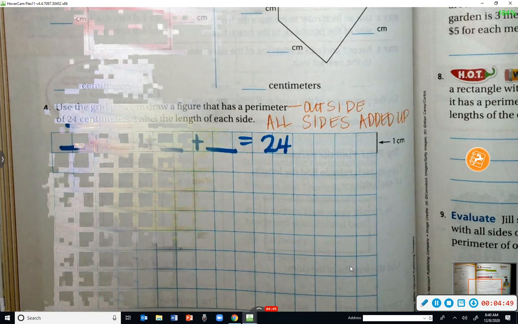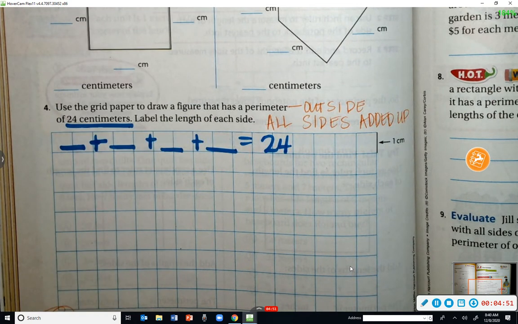What number do we want to start off with? It's got to be somewhat low. I can't do 15. That's too high. Because if I do 15 plus 15, that's already bigger than 24, right? 10. I could do 10. What's 10 plus 10? 20. 20. Okay.